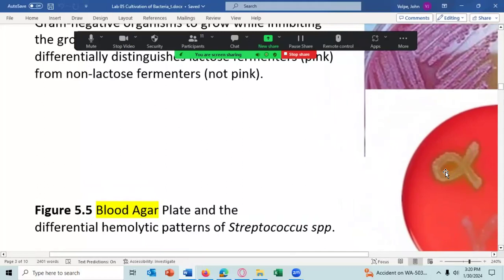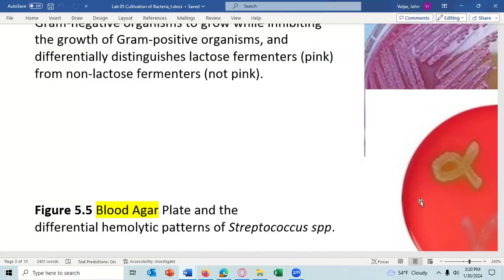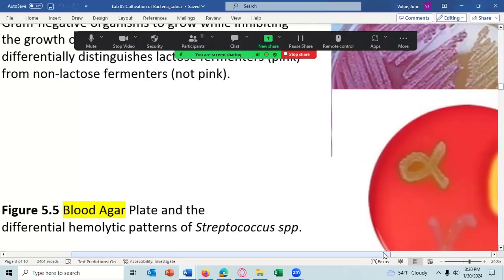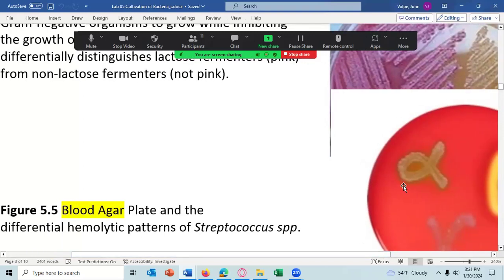And the reason why it's dark or has a greenish tint to it is because some of the red blood cells have been lysed, but not all of the red blood cells have been lysed. And this we call alpha hemolytic activity. Any question about any of that? That's a very thin, dark ring around the alpha. Like I said, it's much bigger inside the alpha.